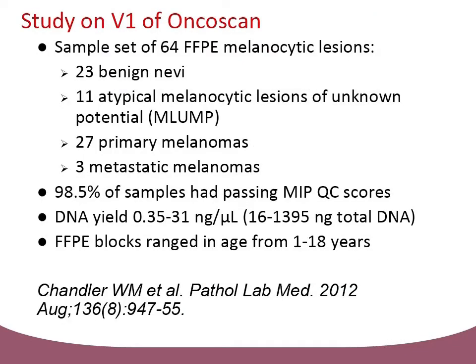And so we went with 64 melanocytic lesions, 23 were benign, 11 were of unknown potential, and we had 27 primary melanomas and 3 metastatic. 98.5% passed the MIP V1 assay. These were our DNA yields, and actually one of these samples, you can't tell it necessarily by looking right there, had only 15 nanograms of DNA, and we went ahead with it. Thought, well, let's just see how it went. And it also really worked very well and could show clear gains and losses. And then our blocks ranged in quite an age, and this was recently published if you want the details.